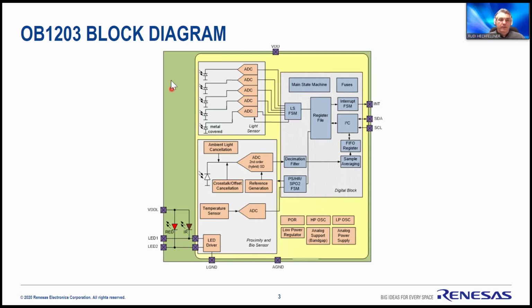That basically concludes the discussion about the block diagram. But in general, you only need 3 signals for the I2C communication interface, a power, and a ground signal. So with 5 signals, you can operate this device. There are no external components necessary to operate OB1203.